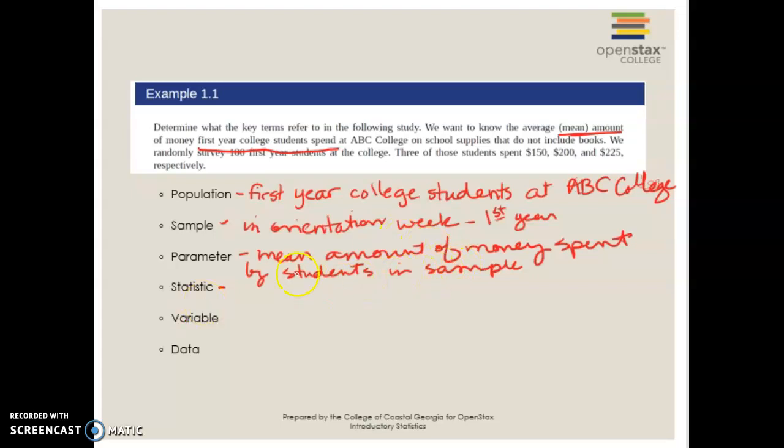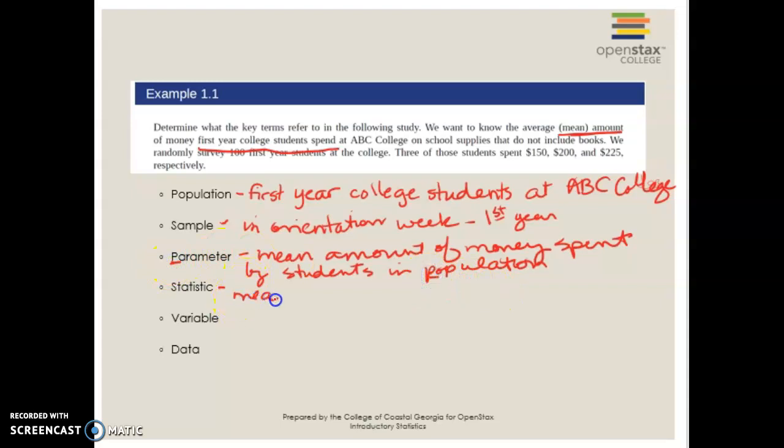Oh, parameters in the population. I did tell you that. Okay. Parameter is everybody. Parameter, population. Okay. The same thing you've got right here. This mean amount of money. The mean amount of money spent by students in the population. Okay. Parameter and population match.